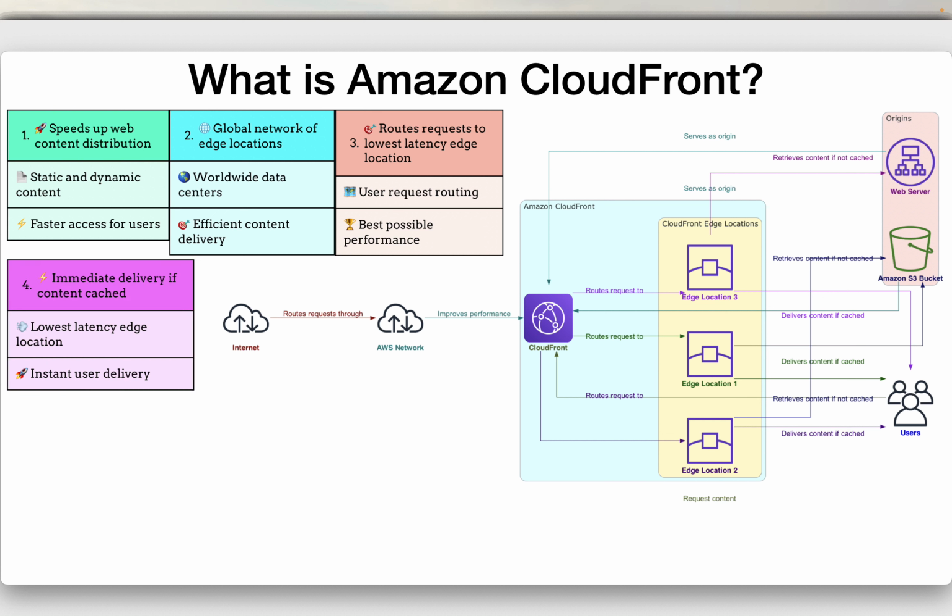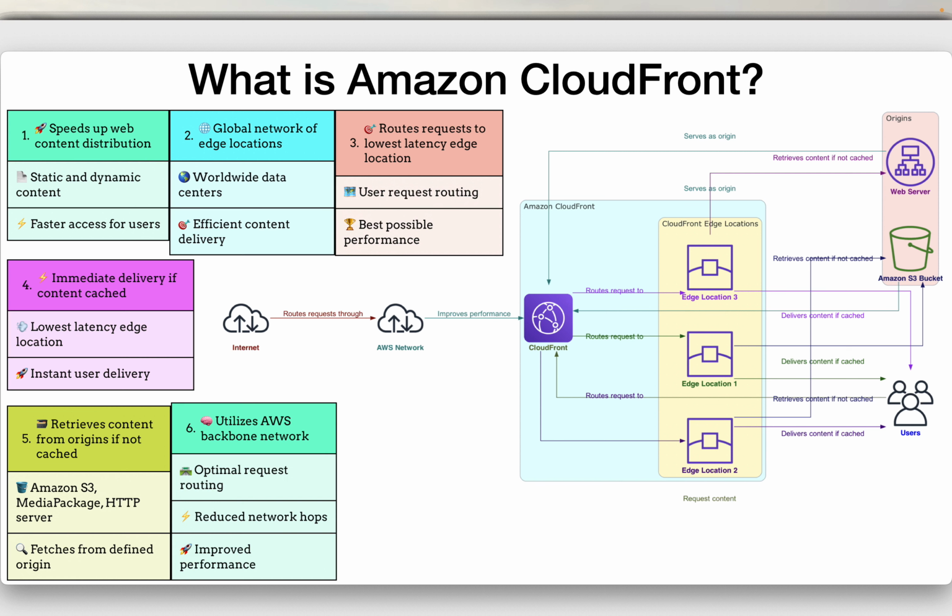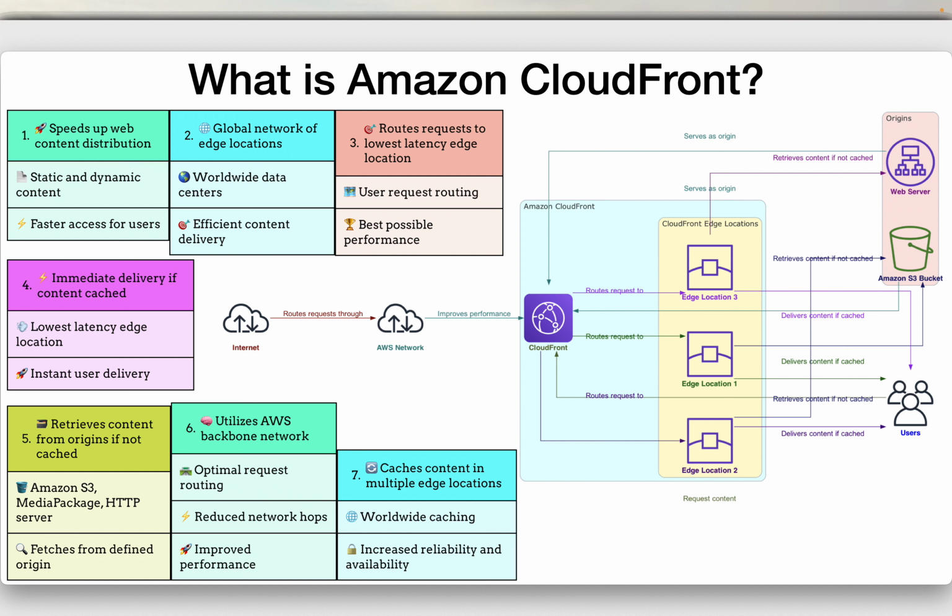If the requested content is already cached in the edge location with lowest latency, CloudFront delivers it to the user immediately. If the content is not cached in the edge location, CloudFront retrieves it from the defined origin, such as an Amazon S3 bucket, MediaPackage channel, or an HTTP server. CloudFront routes user requests through the AWS backbone network to the edge location that can best serve the content, dramatically reducing the number of networks the request must pass through and improving performance. By caching copies of files, which are known as objects, in multiple edge locations worldwide, CloudFront increases reliability and availability of the content.